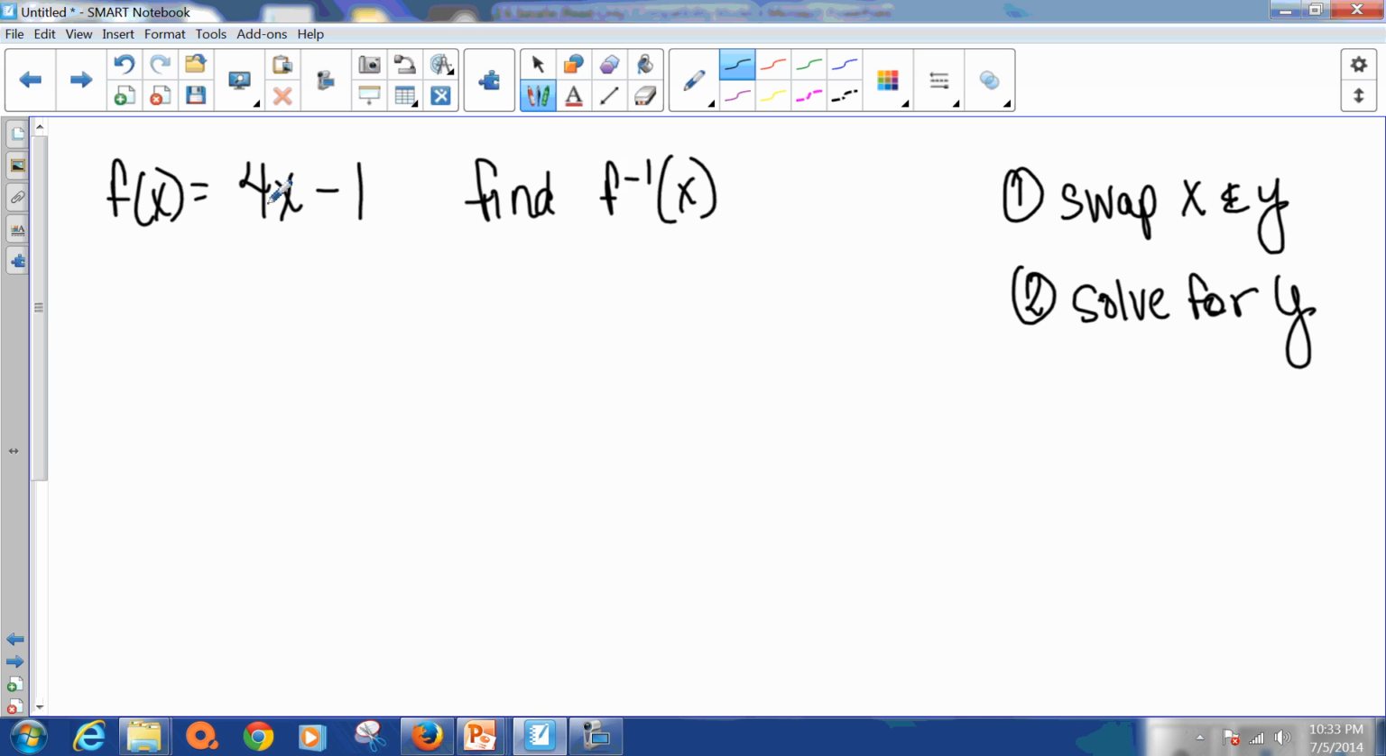So if I have f of x is equal to 4x minus 1, that's just another way of saying y, right? f of x is just a fancy way to say y.